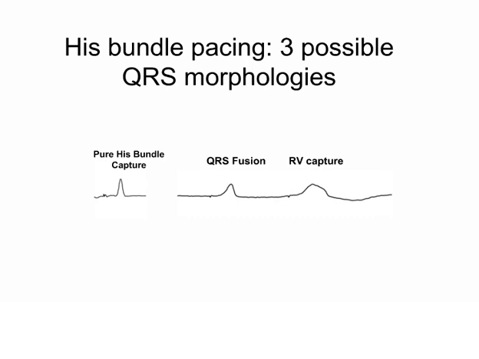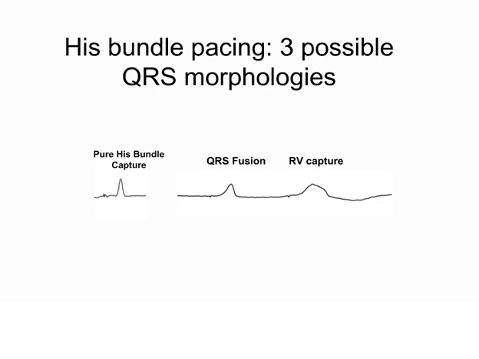Another useful maneuver is to do parahissian pacing. When you pace near the His bundle, you really see three families of QRS morphologies. If you get pure His bundle capture, those of you who are doing His bundle pacing will recognize that when you capture the His bundle directly, there's a little isoelectric interval, and then you see a perfectly normal QRS that perfectly matches the patient's QRS in sinus rhythm. When you capture the His bundle and local right ventricular muscle, you get fusion. It looks like an accessory pathway.